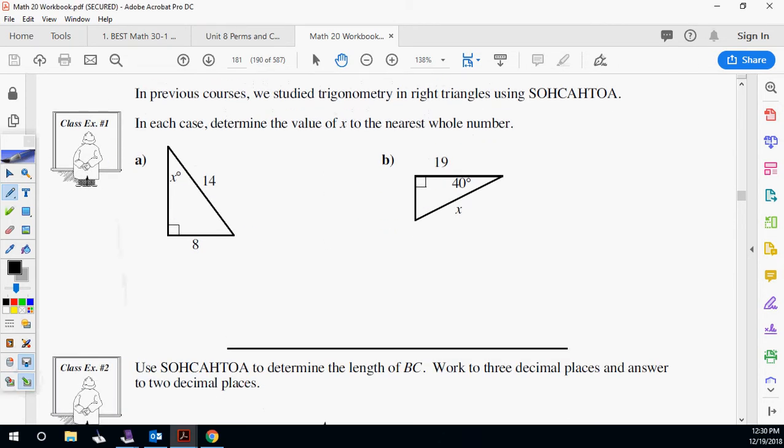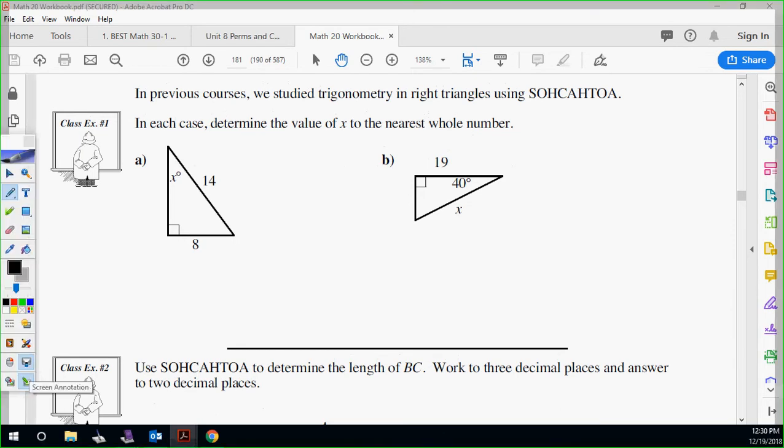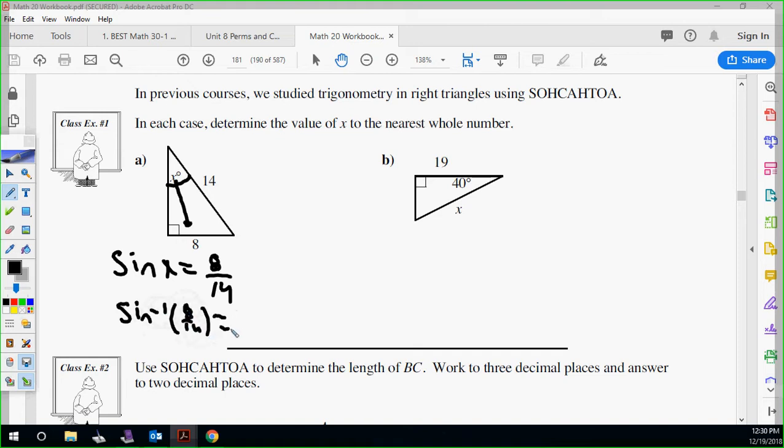For example, in each case, determine the value of x to the nearest whole number. There's a lot of different ways I can do this. I'm trying to find x. So if I'm doing x, I have the opposite side and the hypotenuse. Sine x is 8 over 14. So then how do we find the degree? Inverse sine, right? Sine inverse of 8 over 14 will get you the degree measure. 34, around to 35. But yeah, 35.